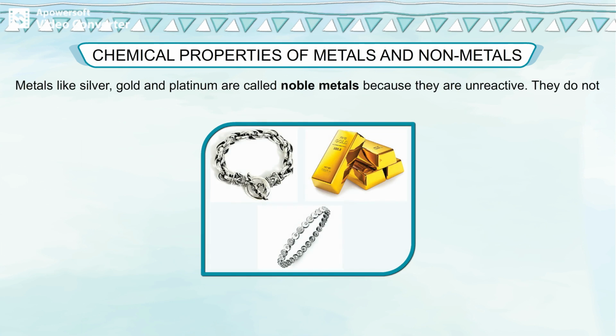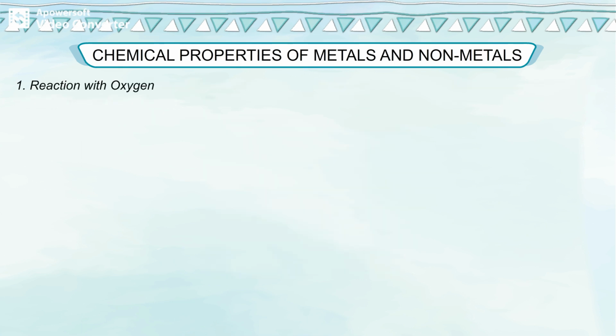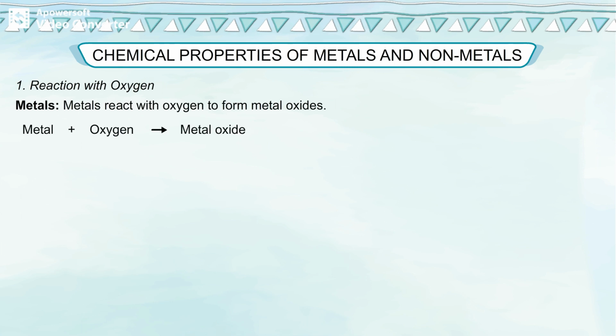Metals like silver, gold, and platinum are called noble metals because they are unreactive. They do not react with other substances under ordinary conditions. We will learn about some of the chemical properties of metals and non-metals. Reaction with oxygen. Metals. Metals react with oxygen to form metal oxides. Metal plus oxygen gives metal oxide.